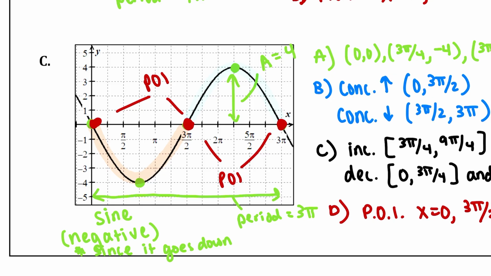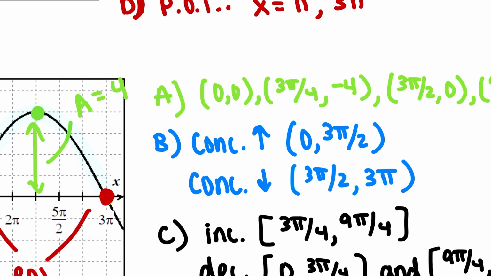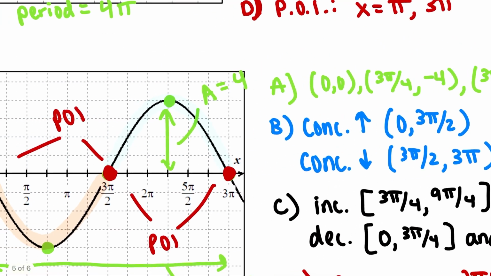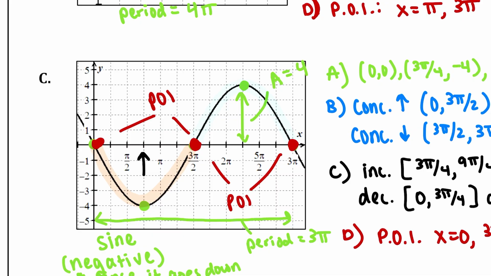Oh, and also, if anyone's wondering how I got this 3 pi over 4 and this 9 pi over 4 here, this is just by figuring out the midpoint between pi over 2 and pi, which is going to be our 3 pi over 4.